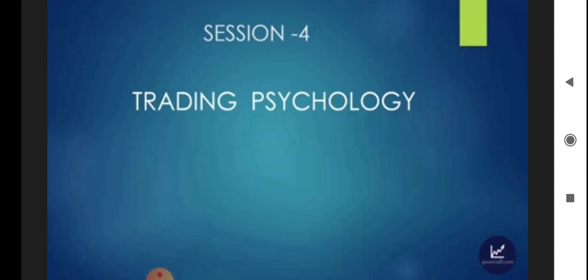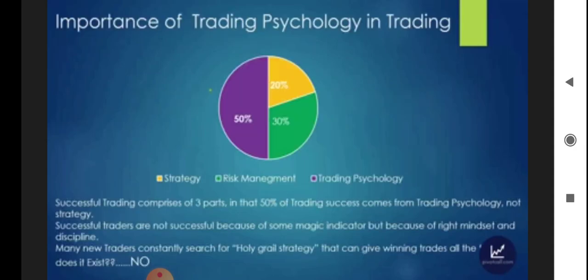Finally, we are coming to the last session, the fourth session, that is trading psychology. If you want to become a successful trader, you need three things. You need to have a good strategy, you need to have good risk management skills, and you need to be good in trading psychology. Again, if you ask me, out of these three, which is most important? This is what is most important.